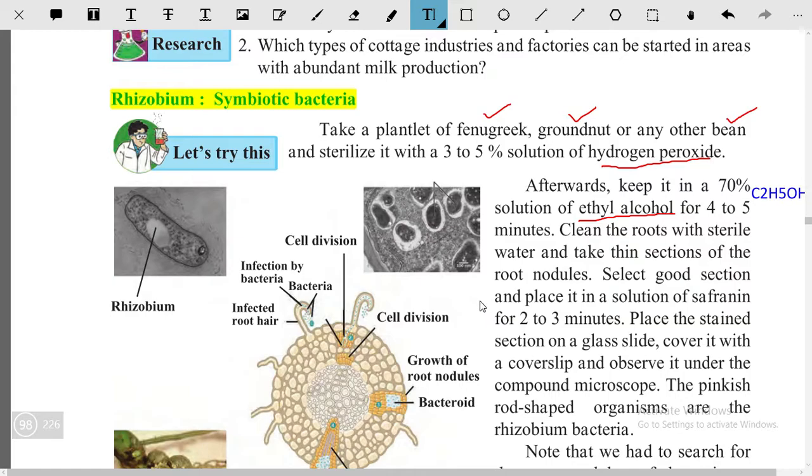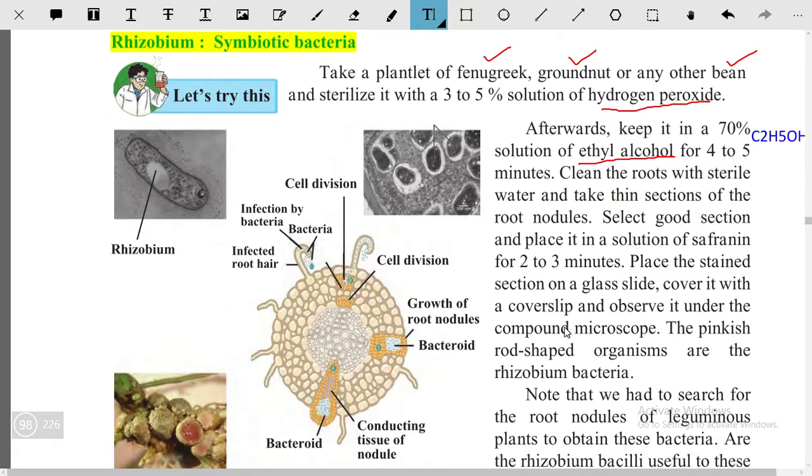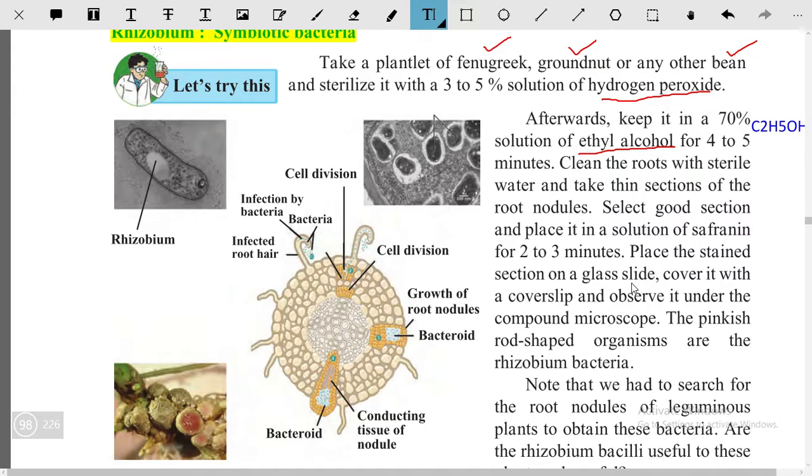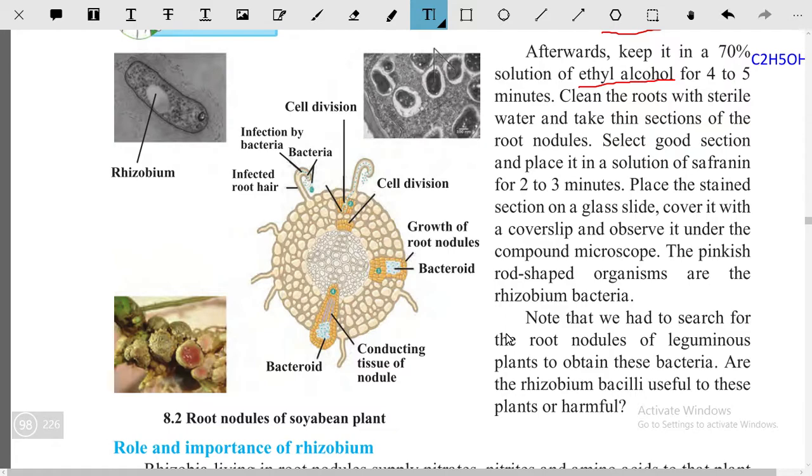Select a good section and place it in a solution of saffranin. Saffranin त्याला रंजक आहे, एक सॅफ्रनिन केमिकल आहे. त्याच्यामुळे 2 ते 3 मिनिट त्या गाठीचा जो काप आहे, छेद आहे, तो ठेवा. Place the section on a glass slide, cover it with a cover slip and observe it under the compound microscope. The pinkish rod-shaped organisms are the rhizobium bacteria.